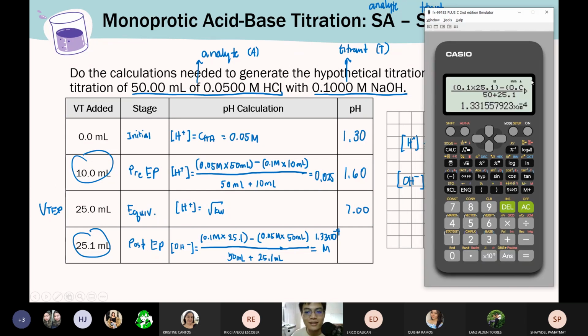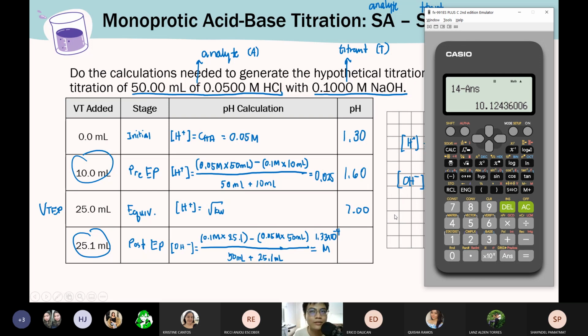Bakit na? Kasi kapag ni-negative log natin to, what we actually get is this is the POH. So ito kasi OH concentration. Okay. So this is the OH concentration. So if you get the negative log of this, that is POH. If you want to get pH, you have to subtract the POH from 14. So you get 10-12. Okay?